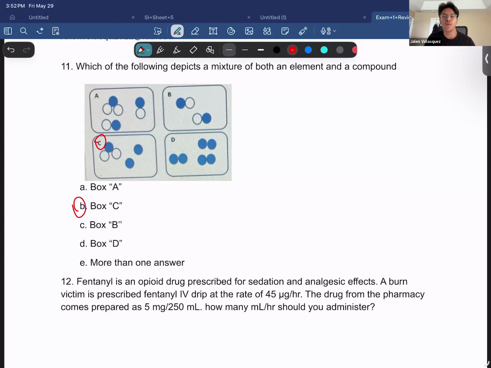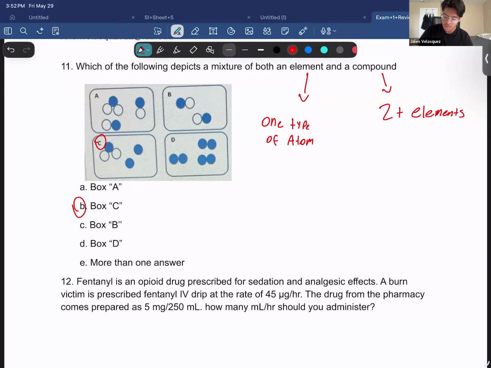So how do we know that has both an element and a compound? What is an element? An element only consists of one type of atom, right? A compound is going to be two or more elements that are bonded together in a fixed ratio. And I will describe what I mean by fixed ratio.